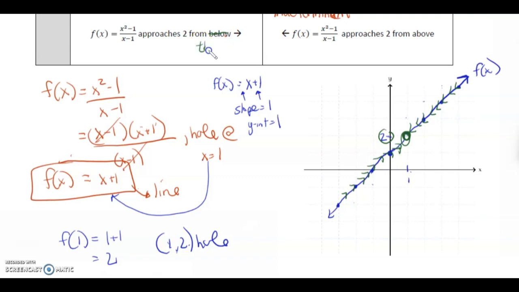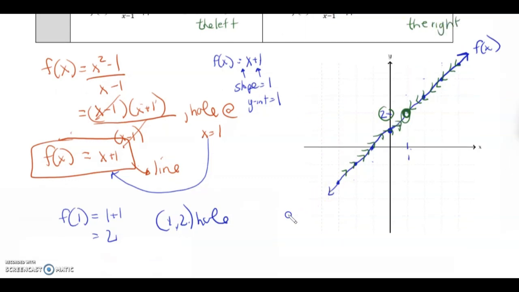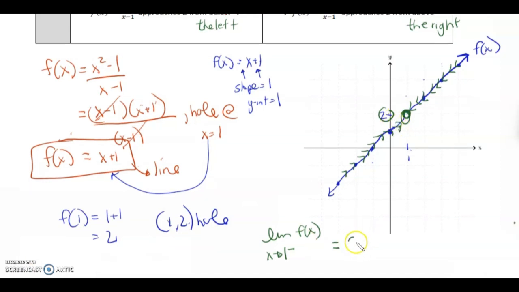Let's put from the left here and the right here. I don't know why I put above and below, but now after this, we can say the limit of f at x as x approaches 1 from the left equals 2. And this also equals the limit of f at x as x approaches 1 from the right-hand side. So because we're coming in from both sides to the same number, the limit exists, and the limit is 2.